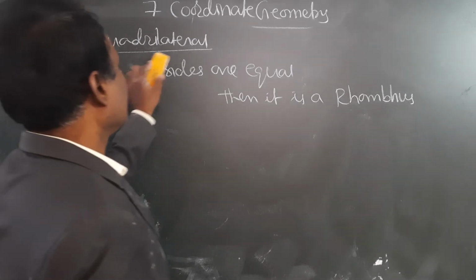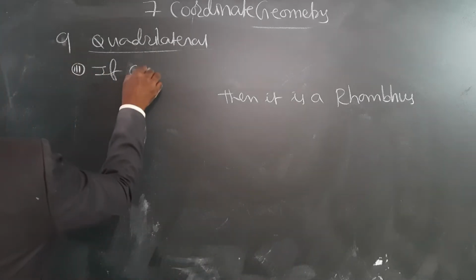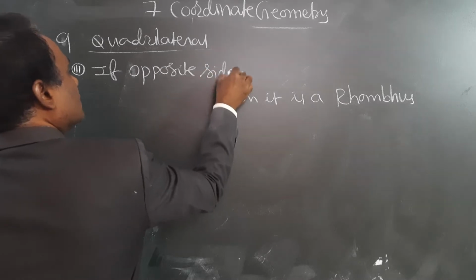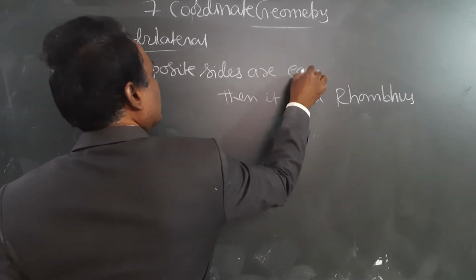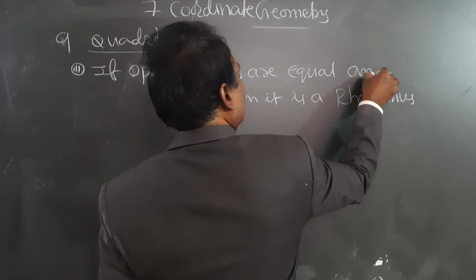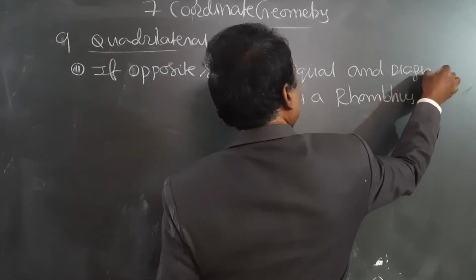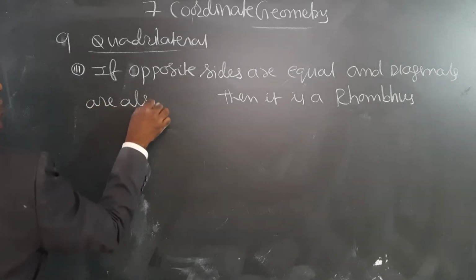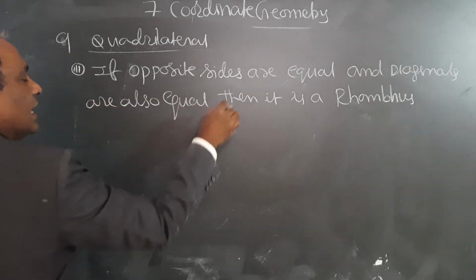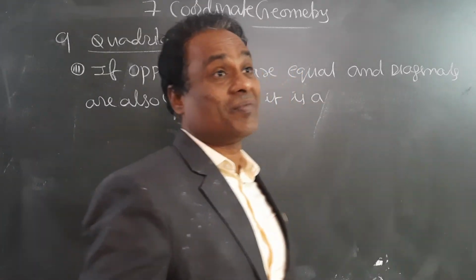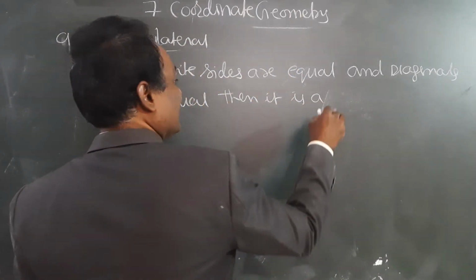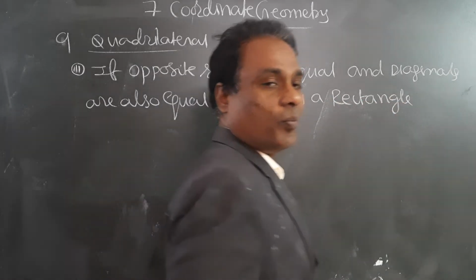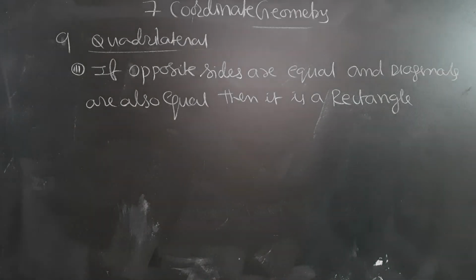Third point. If opposite sides are equal and diagonals are also equal, then it is a rectangle. Rectangle means opposite sides are equal, diagonals also equal. Write down.